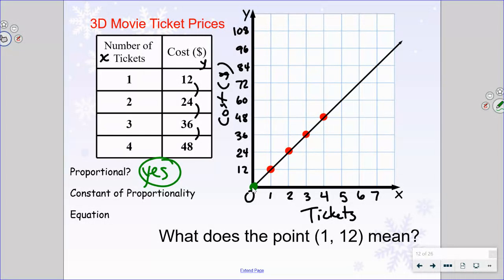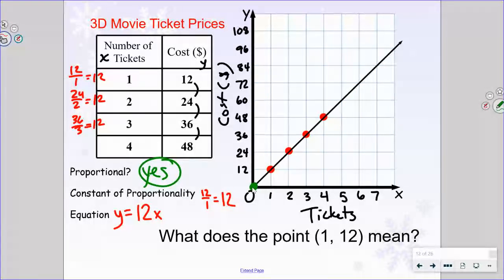Now, in this case, it appears to go up, little disappearing ink here. It appears to go up $12 for every one ticket sold, another $12 for one ticket, another $12 for one ticket. And of course, you can see that with the ratios, 12 to 1, 24 to 2 is also 12 to 1, 36 to 3 is also 12 to 1, as is 48 to 4. You may write 12 to 1, or you just may write $12 per ticket. And what is our equation? Y equals 12x.